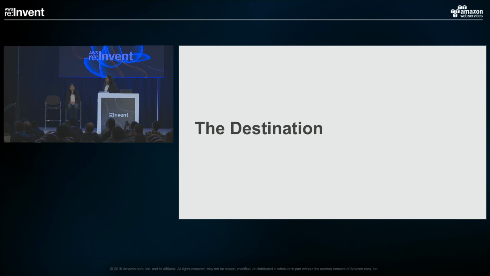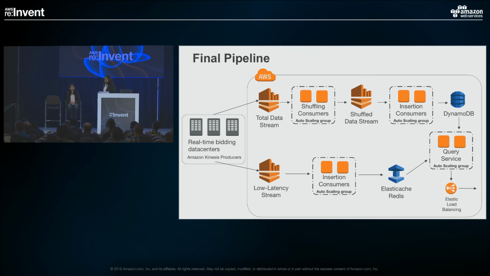So where did we end up? This is our final architecture. Things are in auto-scaling groups, writing into these two data stores that I've been talking about. The query services behind an Elastic Load Balancer, all fairly sane things to do. And it works pretty great.